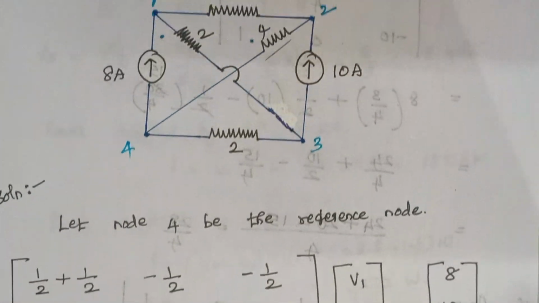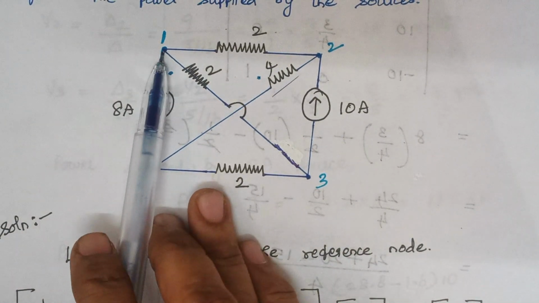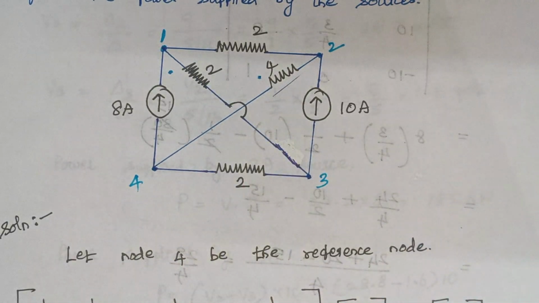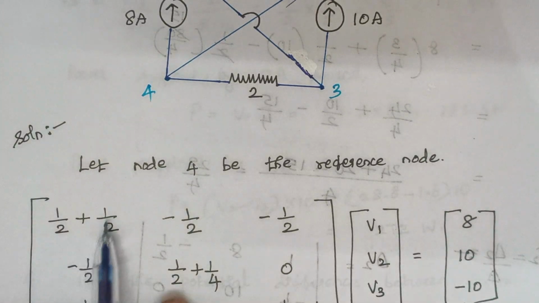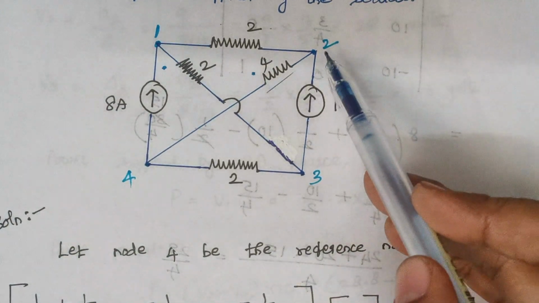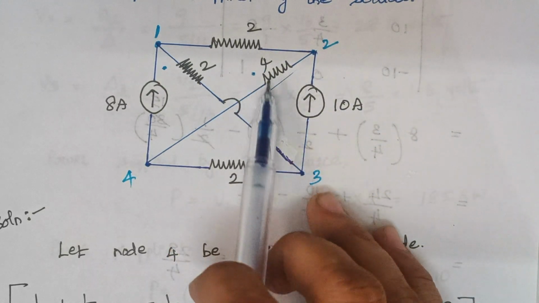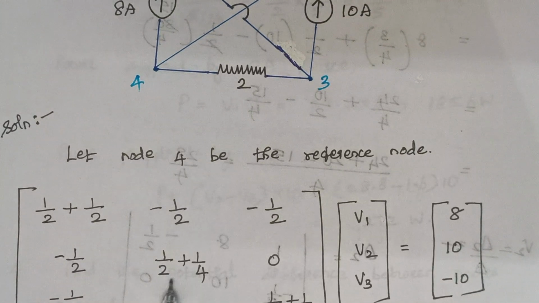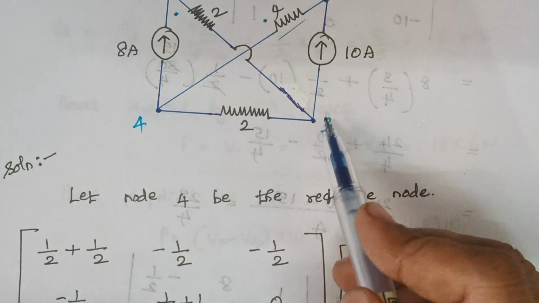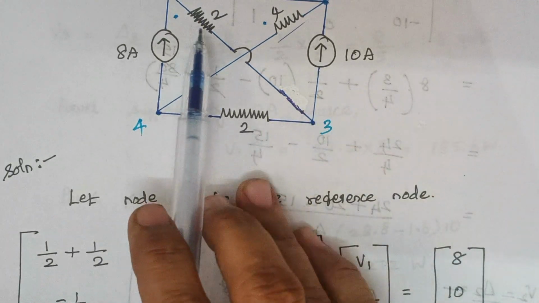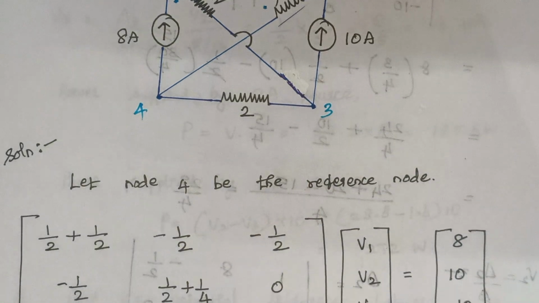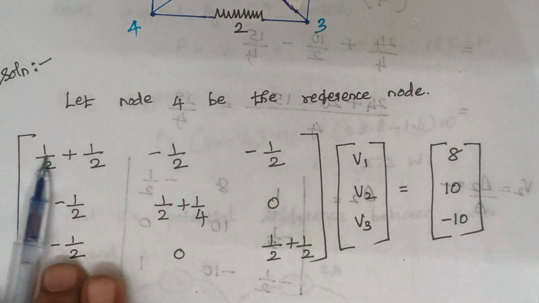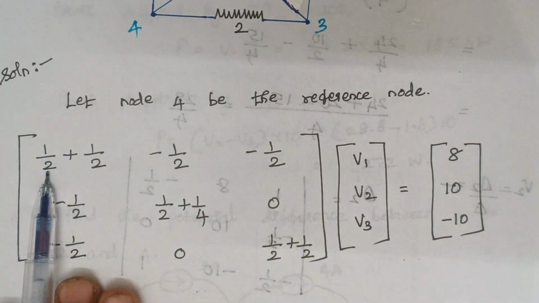So you see, to this node 1, how many resistors are connected? Here we are having 2 resistors. So you have to take the reciprocal and add it. So 1 by 2 plus 1 by 2. Again, when you look at this node 2, here we are having these 2 resistors, 2 and 4. So that forms the diagonal element. So 1 by 2 plus 1 by 4. Similarly for node 3, here again we are having 2 resistors, this 2 ohm and this 2 ohm. So when you add, that gives 1 by 2 plus 1 by 2. So they form the diagonal elements here.